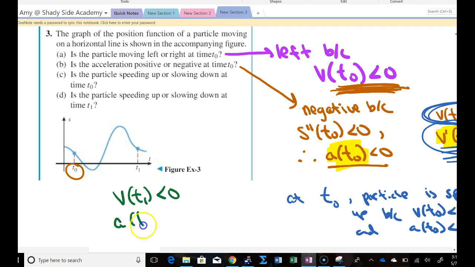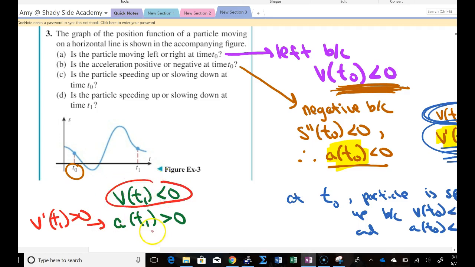So A at t1 is positive, right? And don't forget, we know that this means v prime at t1 is positive. So let's take this together. This says the velocity is negative and the velocity is increasing at time t1. That means, say, a negative velocity is increasing.